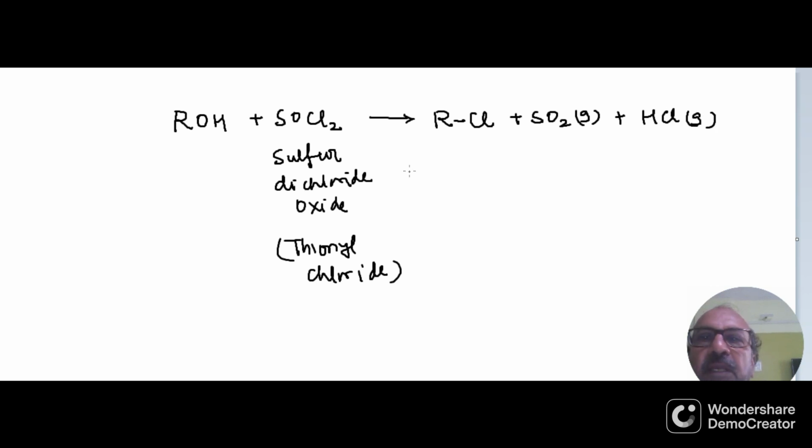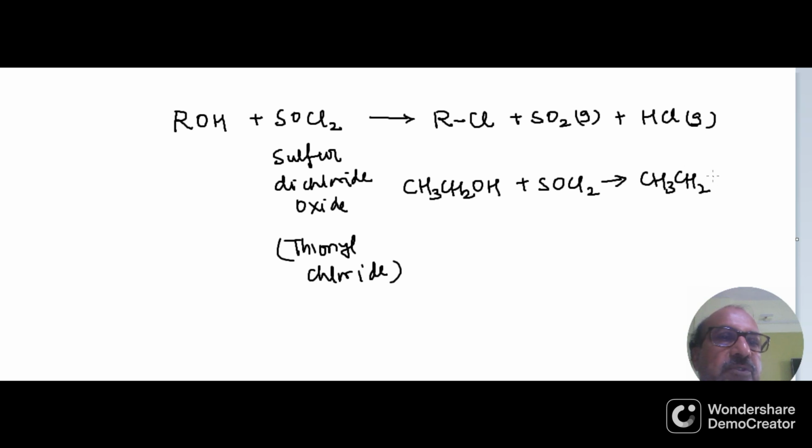For example, if you take the reaction like CH3CH2OH plus SOCl2, it's going to give you CH3CH2Cl plus SO2 plus HCl. So effectively what happens in this reaction is that the OH group gets replaced by the Cl group, and SOCl2 therefore is the chlorinating agent.